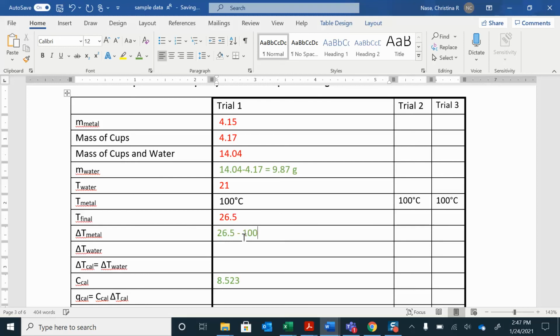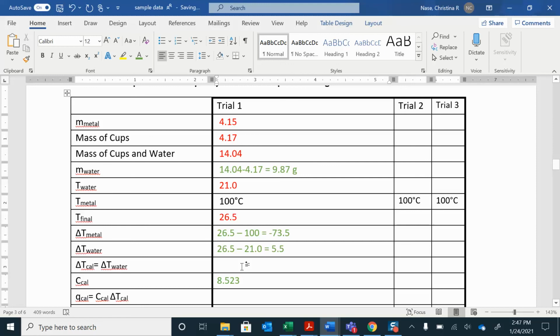And initial for the metal is 100, so I'm going to end up with a negative number there again, which should make sense because heat is leaving the metal. Delta T of the water, on the other hand, should be going up, right? So I started off with 21, I ended up with 26.5. So final is 26.5 minus the initial, which is 21.0. Right, so my delta T of my water is 5.5.